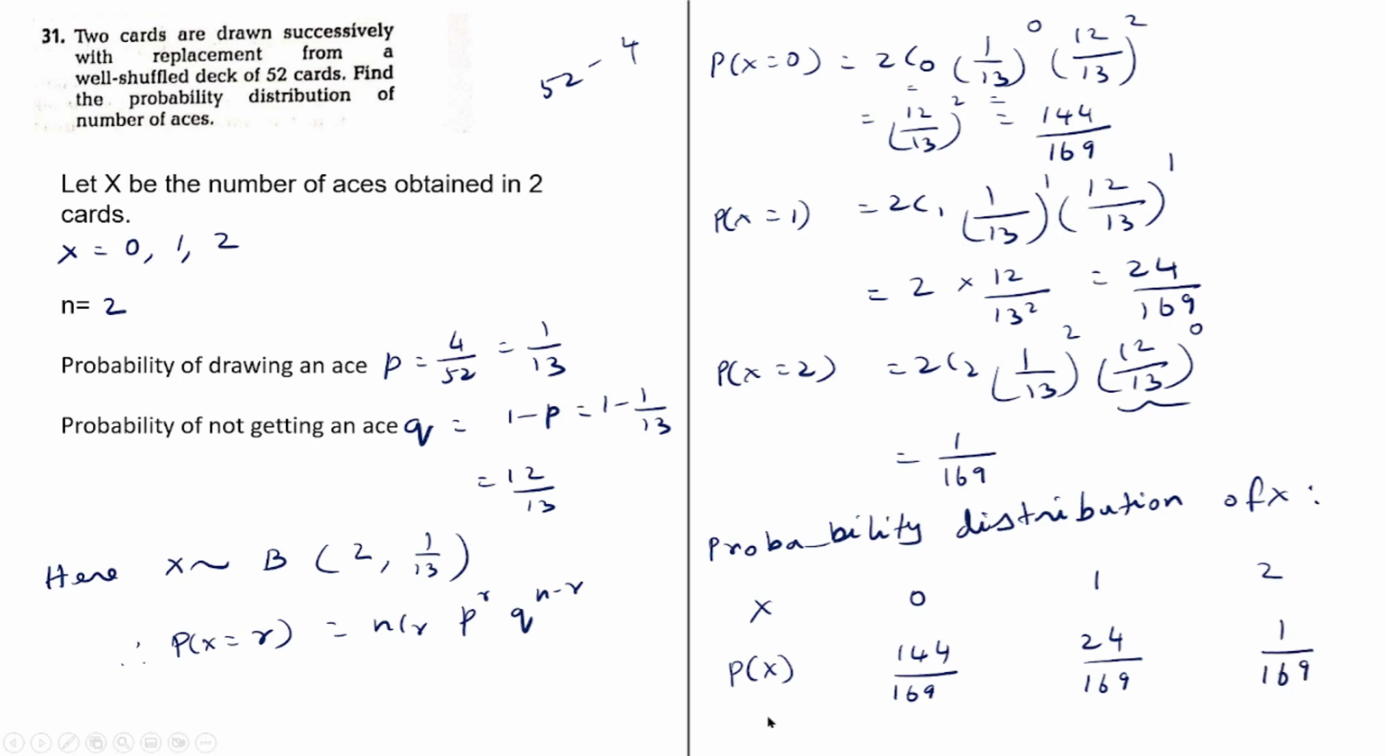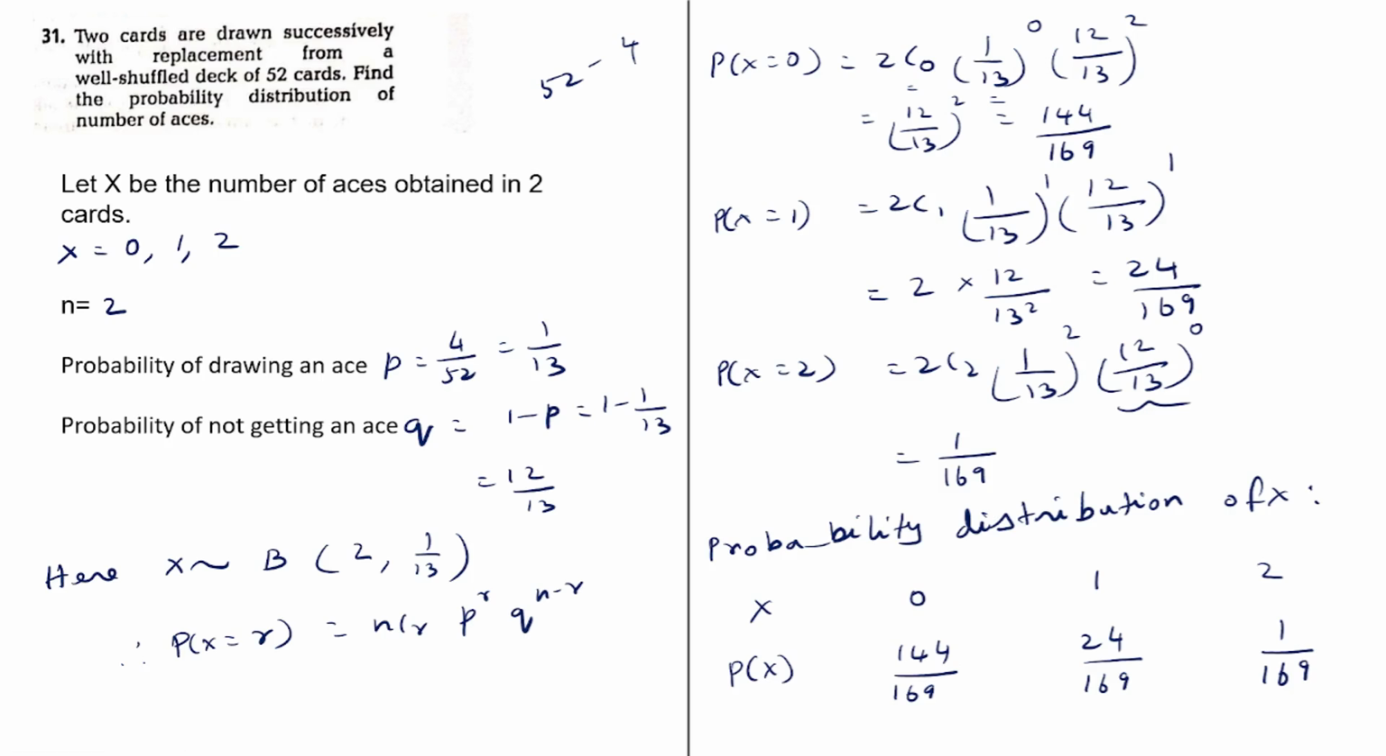We can also cross check whether we have got this probability distribution right or not by adding all these probability values. If we add all these, we should get 1. Here the denominator is 169, and the numerator when we add all these is also 169. So the sum of all these is equal to 1. So we can cross check our probability distribution using this condition.